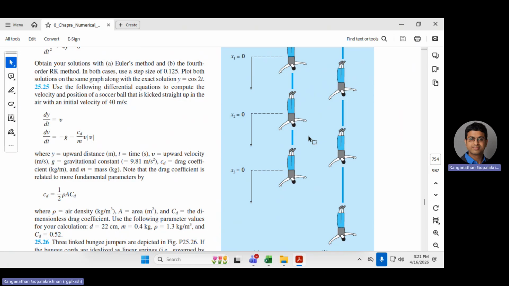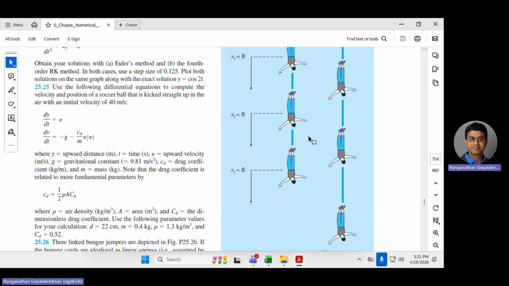Use the following differential equations to compute the velocity and position of a soccer ball that is kicked straight up in the air with an initial velocity of 40 meters per second. dy/dt is v, the speed, and dv/dt is minus g minus cd over m multiplied by the velocity with the sign and the speed, which is just the magnitude.